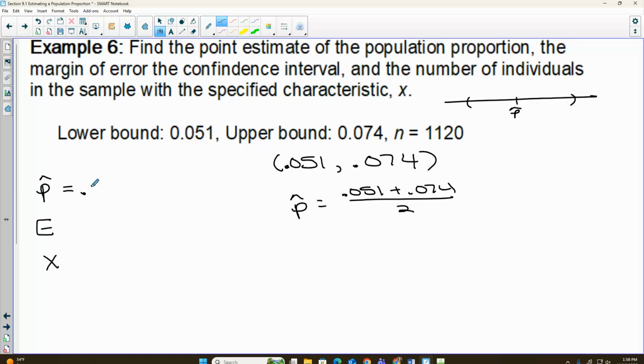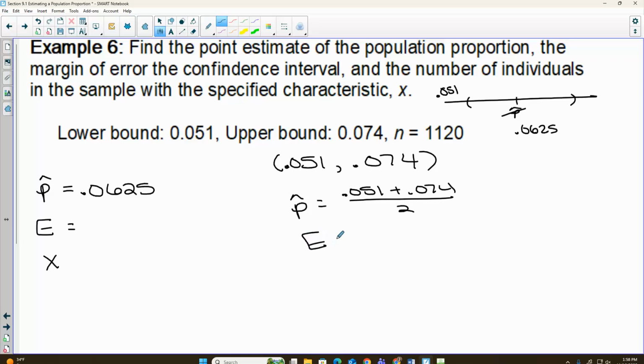I got 0.065. I might have dropped a decimal. You subtract the error. Error is how much you add or subtract to get to these. So just pick one of them. My lower limit is 0.051. I now know my p hat is 0.0625. The error is what I would subtract to get to 0.051.